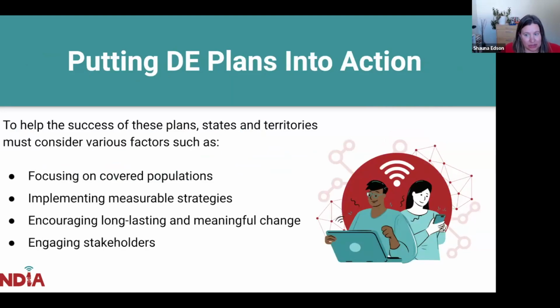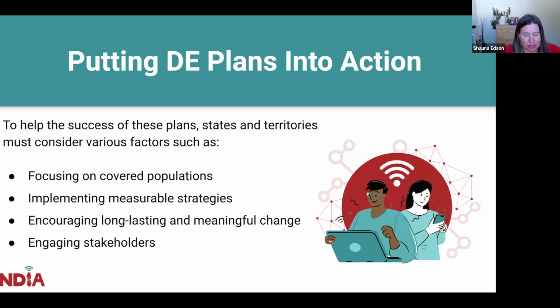So over the past 2 years, the states and territories went through a pretty rigorous process to write digital equity plans. And once they're awarded, then they can start the activities. So right now, only 2 states have awards. But as they receive the awards, they can then start.